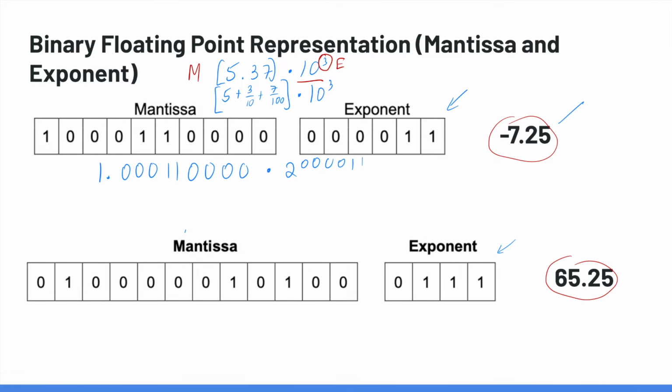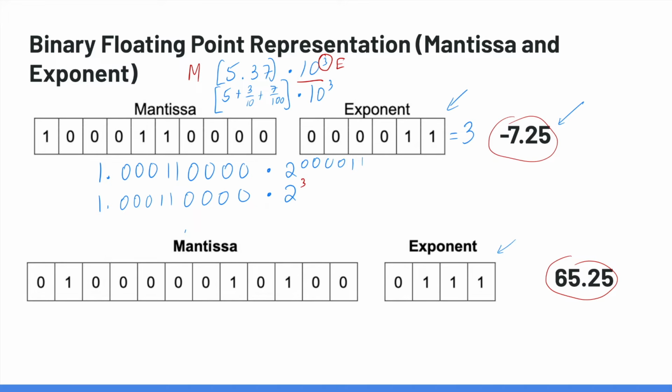Now if we wanted to represent this in denary, we could start by converting the exponent in binary to denary. So this binary number right here is just equivalent to 3. So that means we'd end up with 1.000110000 times 2 to the power of 3.